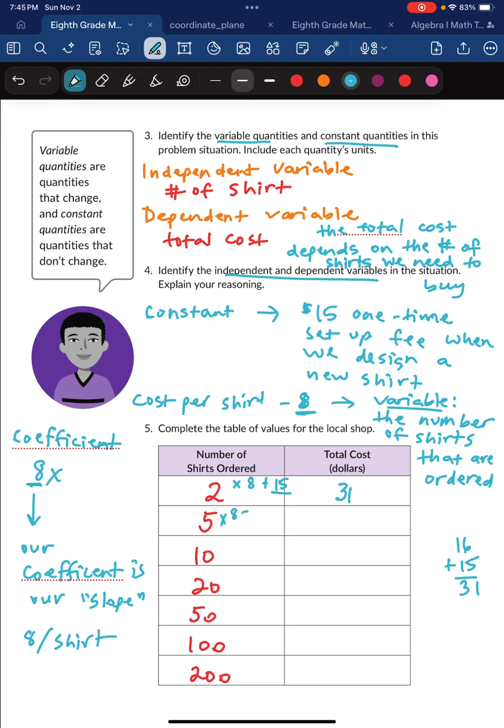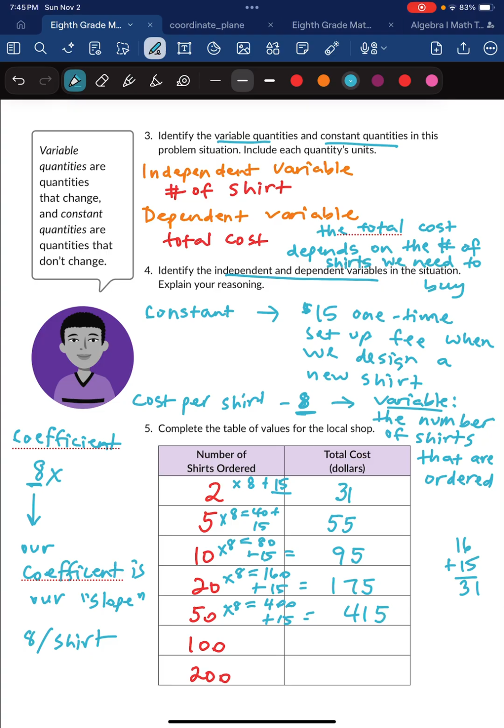5 times 8 is 40, plus 15 is 55. 10 times 8 is 80, plus 15 is 95. 20 times 8 is 160, plus 15 is 175. 50 times 8 is 400, plus 15, and that's 415.